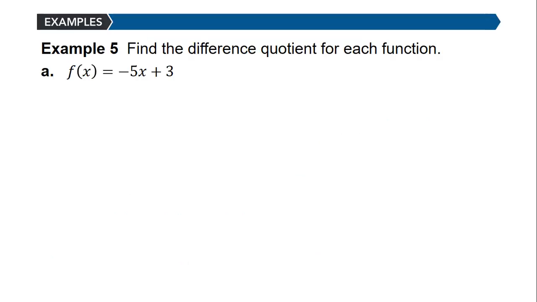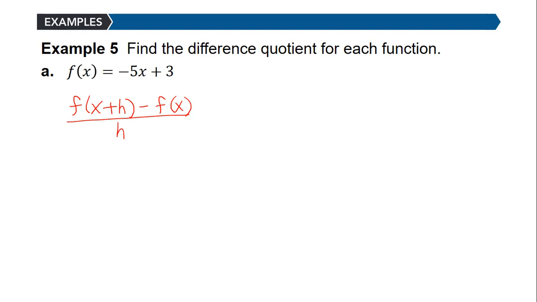And now we want to find the difference quotient for some functions. We have f of x equals negative 5x plus 3. So the difference quotient is f of x plus h minus f of x divided by h.